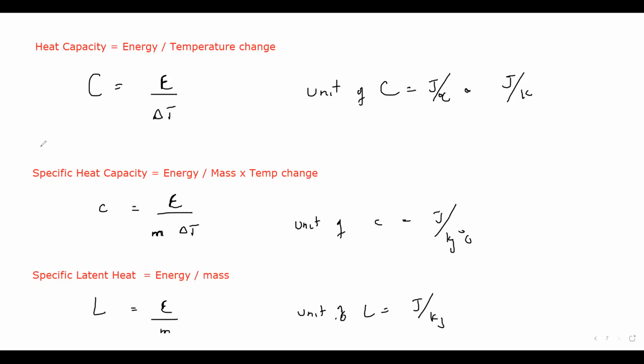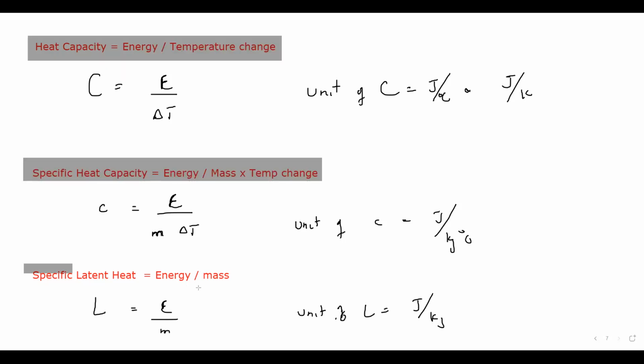Are the three formulas clear? These are very important formulas. You have to learn these. There is no other formula in thermal physics that you have to memorize. Only these three formulas are there. There was the gas law P1 V1 equals P2 V2, but that was in topic 2.1. In topic 2.2, only these three formulas are important.